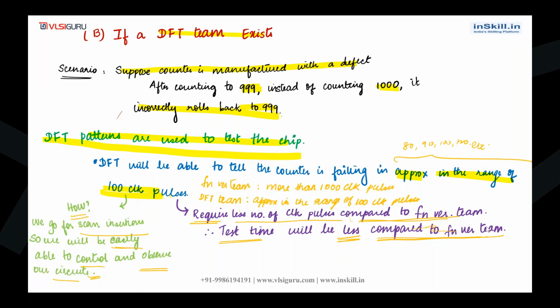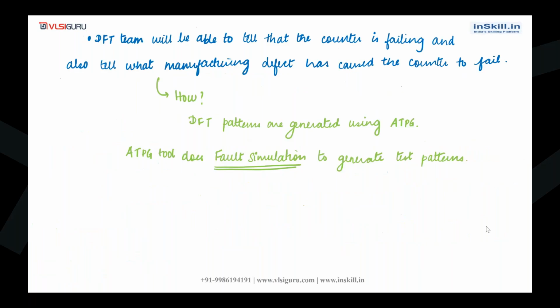And the DFT team will be able to tell that the counter is failing and also tell what manufacturing defect has caused the counter to fail. So how is that? This is the additional detail which the DFT team is able to tell: what manufacturing defect has caused the counter to fail.